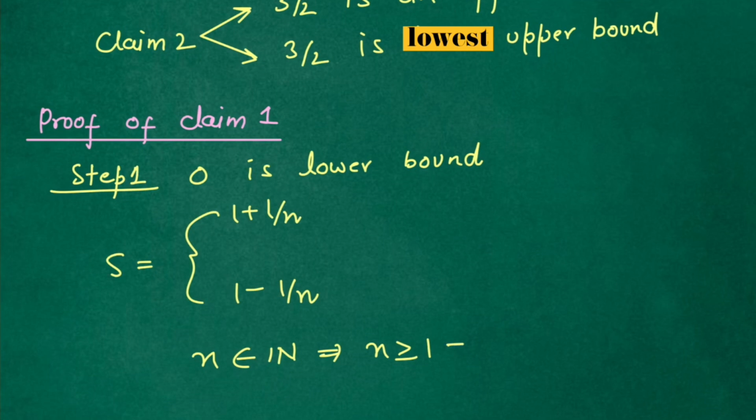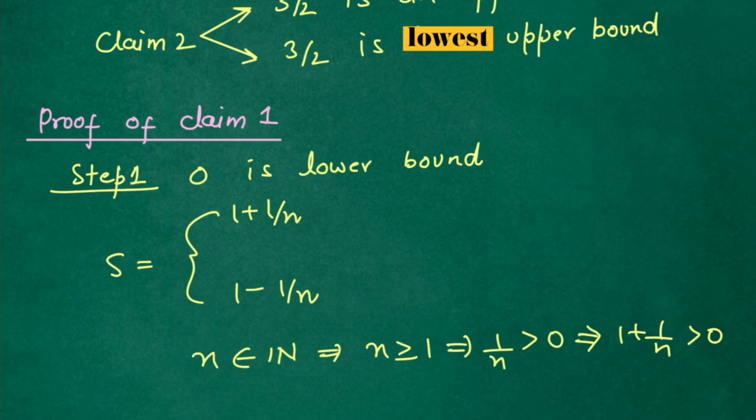From here we can say that 1 over n will always be positive, right? Now from this we can also say that 1 plus 1 over n will also be positive. Why? Because 1 is positive and 1 over n is positive. Addition of two positive terms will always be positive.